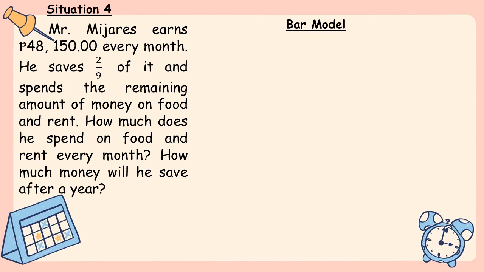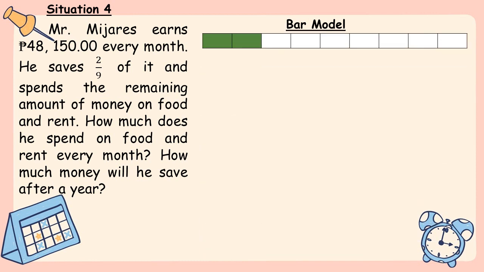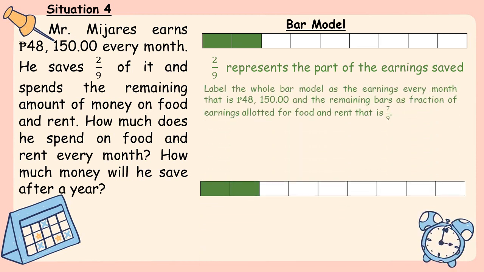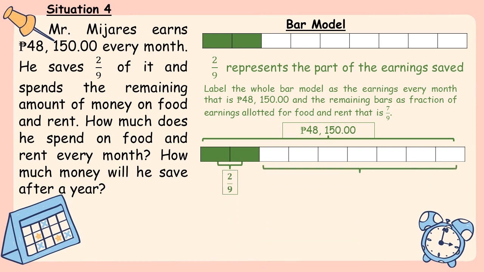So with this problem, we can represent it in a bar model, which you can see here on the screen or in the presentation. So 2/9 represents the part of the earnings saved. Or we can actually just label the whole bar model as the earnings every month, that is 48,150 pesos, and the remaining bars are fractions of earnings allotted for savings and for food and rent, that is 2/9 and 7/9, for the food and rent.